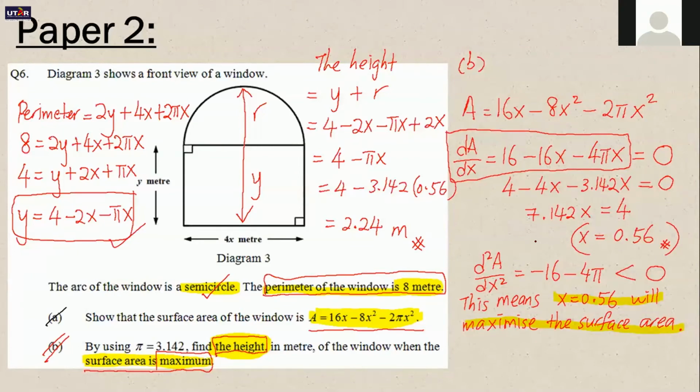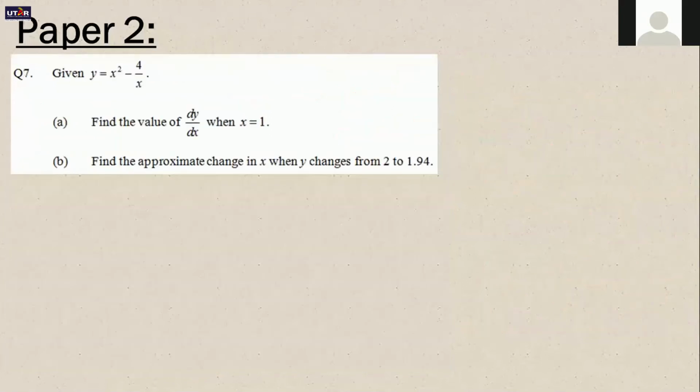Okay, next we go for another application. Question 6 is about an optimization problem, the application of optimization. We tried to maximize the surface area, then find the height of the window. Next, we go for small changes.